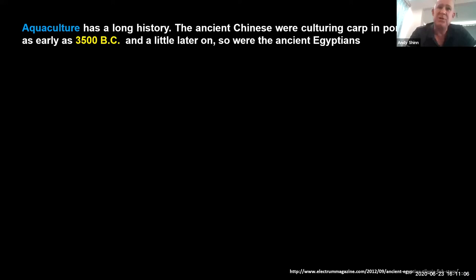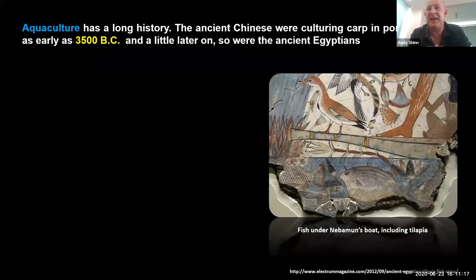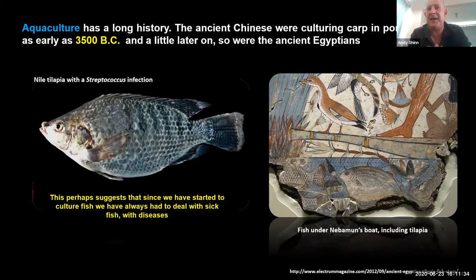And it's quite interesting because when you look into some of these Egyptian tombs, and here we're looking at one of the panels from the tomb of Nebamun. And here you can see he's out fishing. And I was quite interested when I saw this picture, because if you look at this large fish at the bottom here with its large swollen belly, perhaps this is a little fanciful, but this perhaps reminds me of this. This is a Nile tilapia with a streptococcus infection, again, with a very swollen belly full of ascites. And so very fancifully, I like to think that for as long as we've been growing fish, we've also had to try and deal with their diseases.